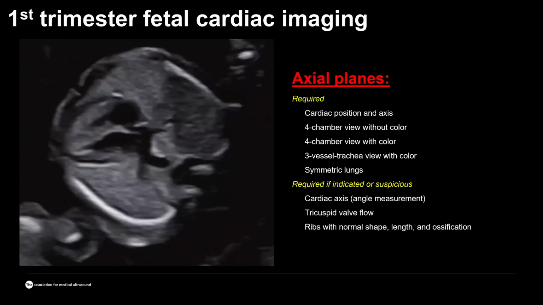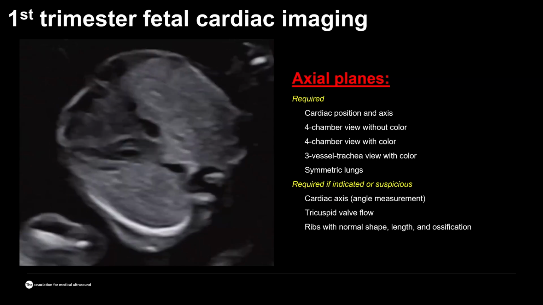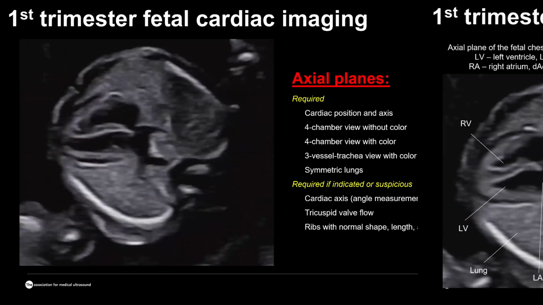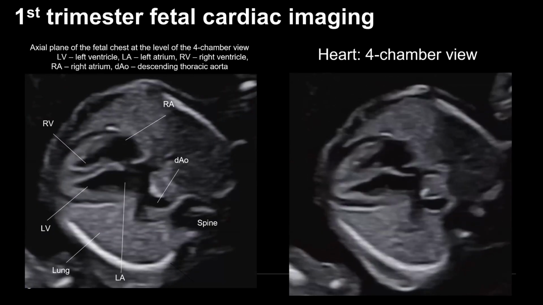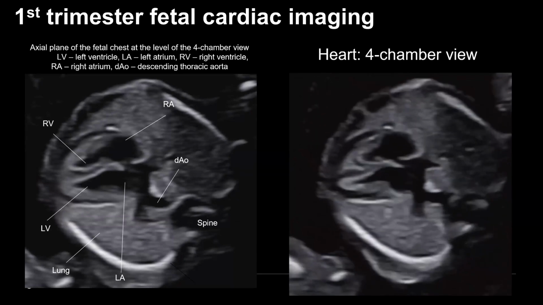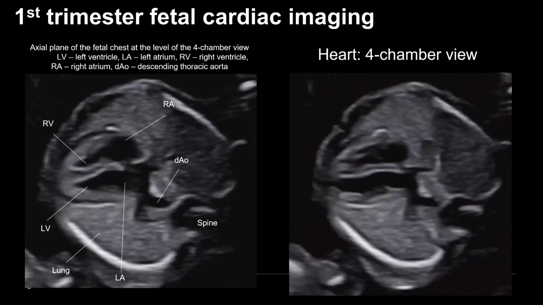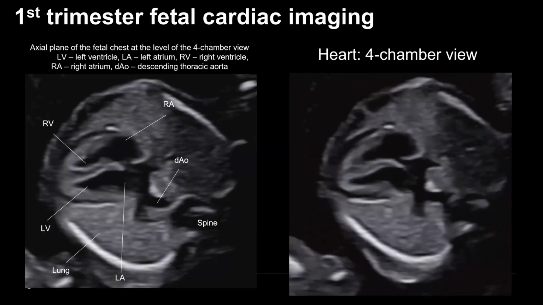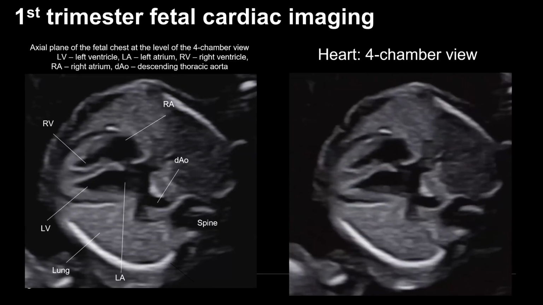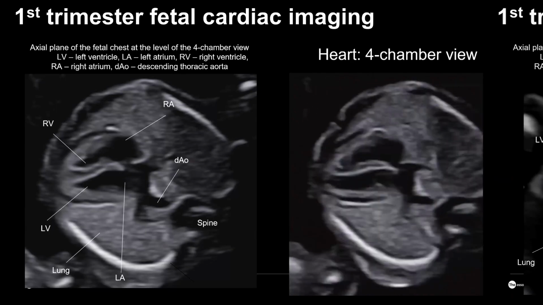Here you can see the axial plane, which is the foundation of our cardiac imaging at any gestation, and the required planes by that guideline. In the first trimester, closer to 14 weeks gestation, like 13 and a half, you can clearly visualize the four chambers, and you can clearly see all the anatomical landmarks that the system can label for you, and everything that we discussed for the second trimester can be applied to the first.